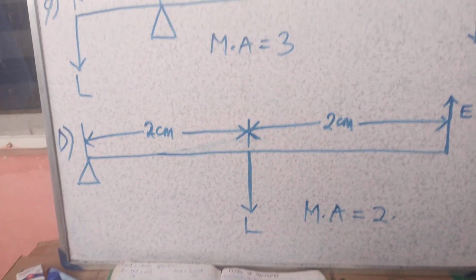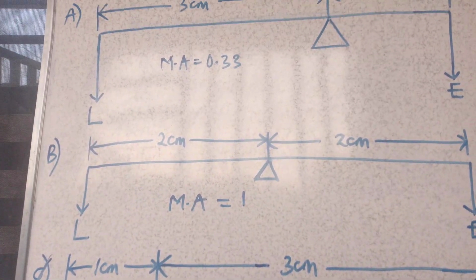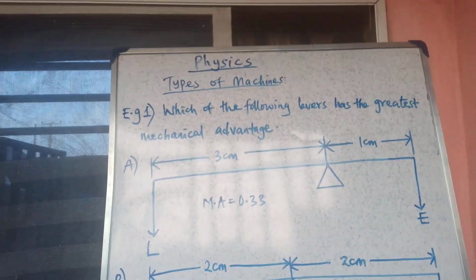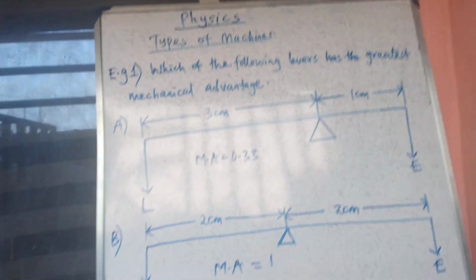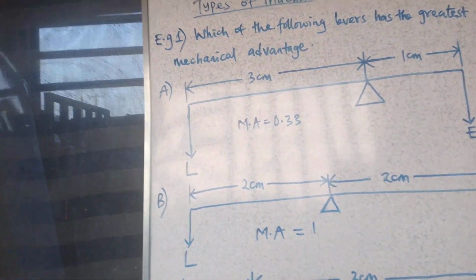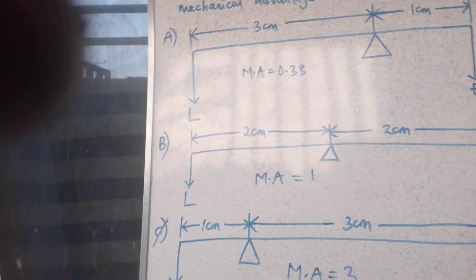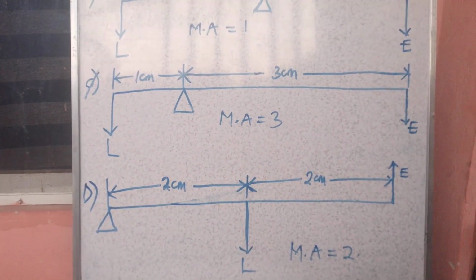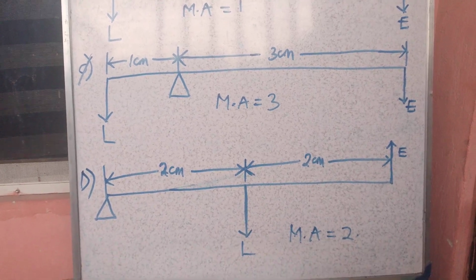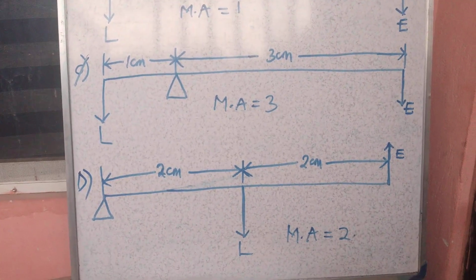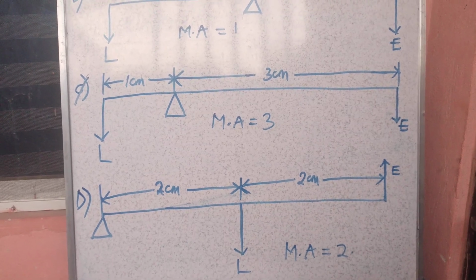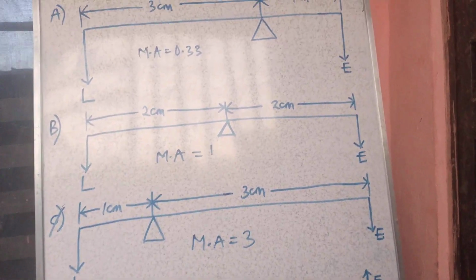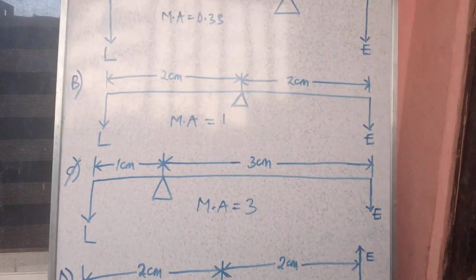So you observe that the one with the greatest mechanical advantage is option C. So which of the following levers has the greatest mechanical advantage? Option A mechanical advantage is 0.3. Option B, 1. Option C, 3. And option D, 2. So we have observed that the one with the greatest mechanical advantage is option C, because it has a mechanical advantage of 3.